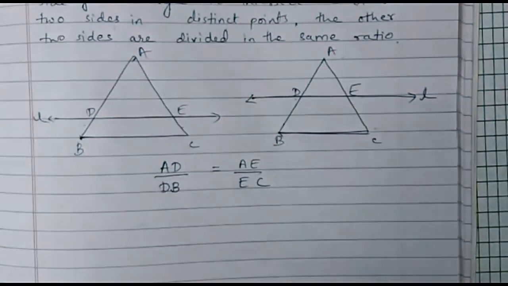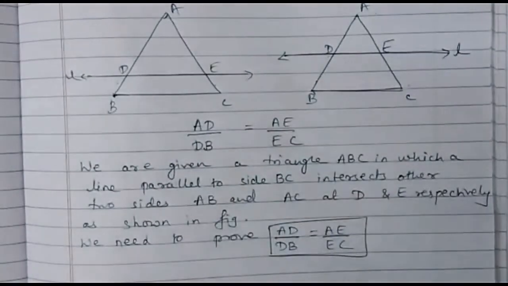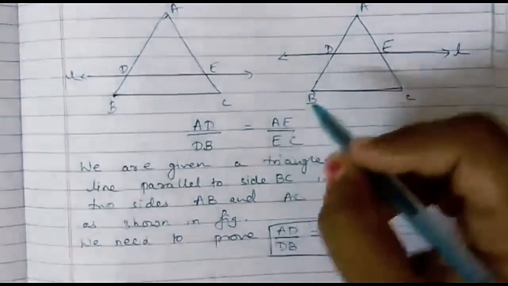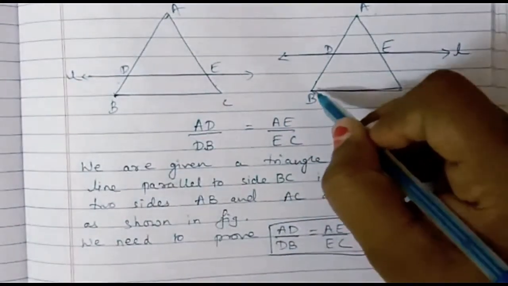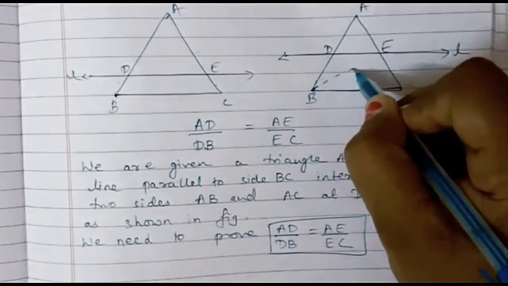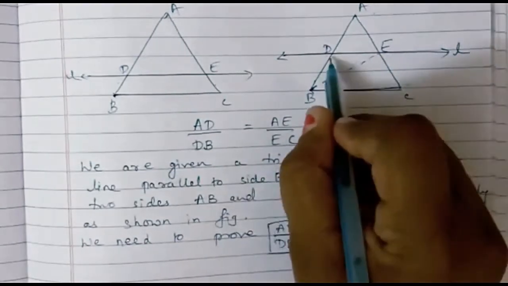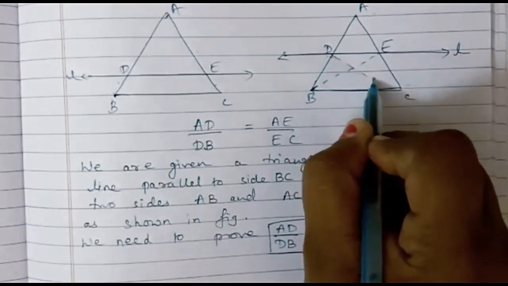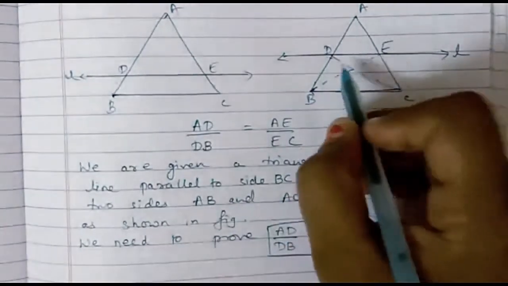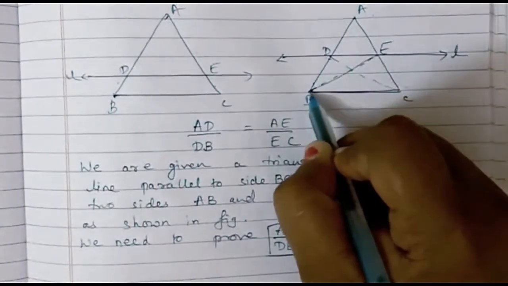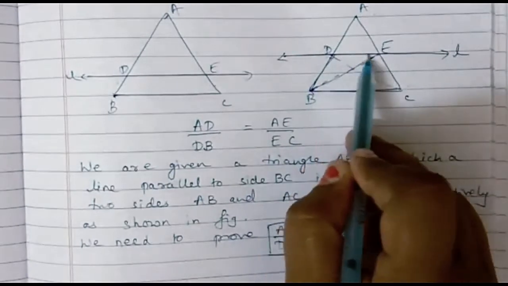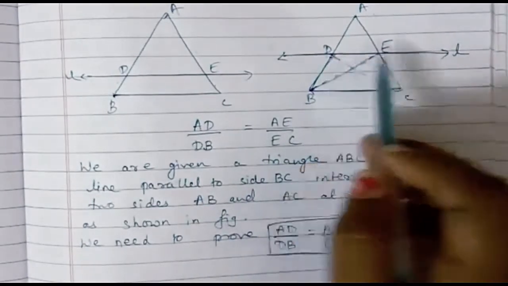So that much introduction let us write. So that much of introduction is now written. Now let us join BE. You can join BE as well as you can join CD, right? So you may get triangle BDE and triangle DEC in the same way.